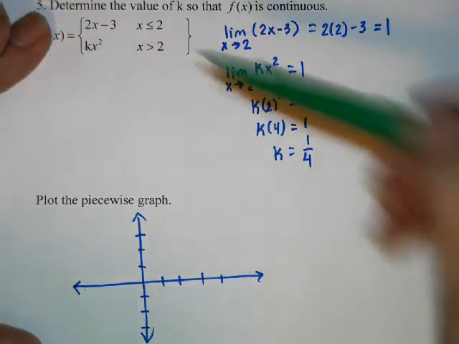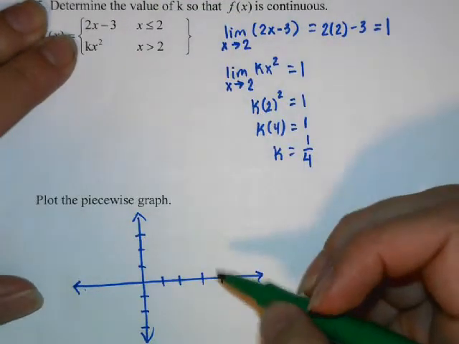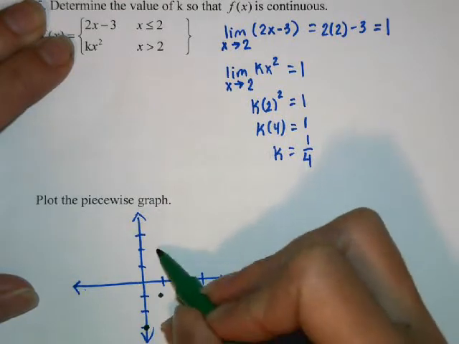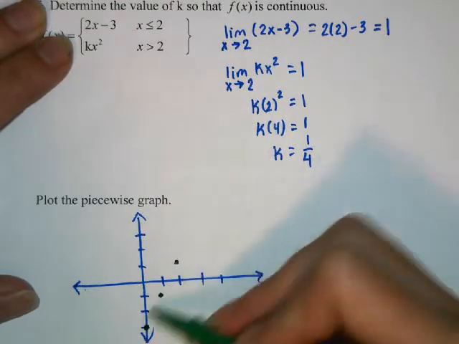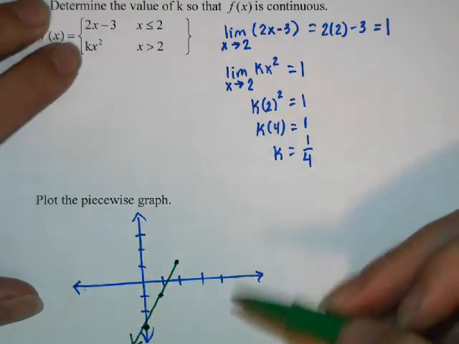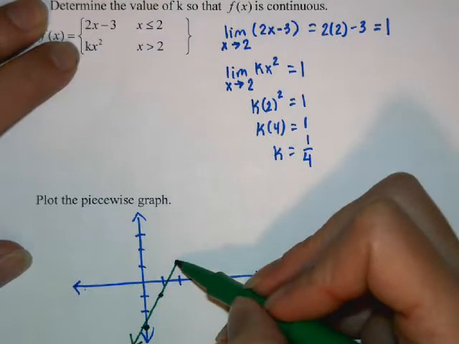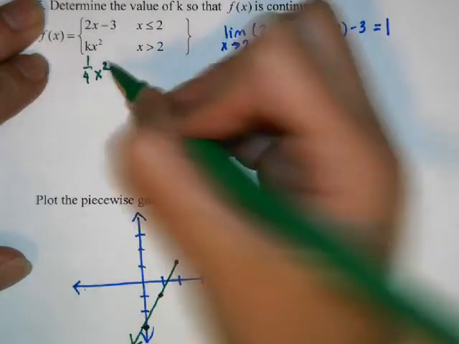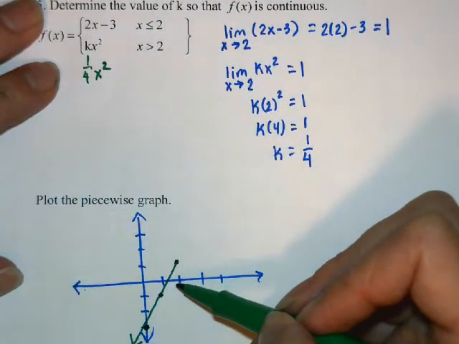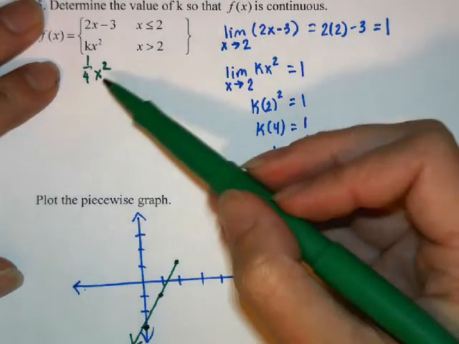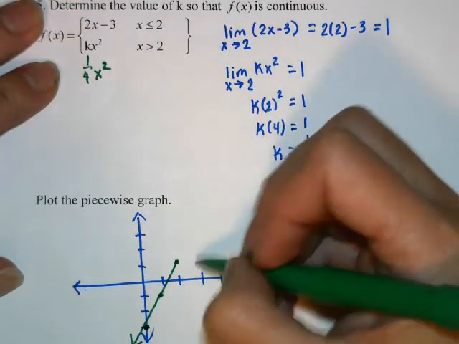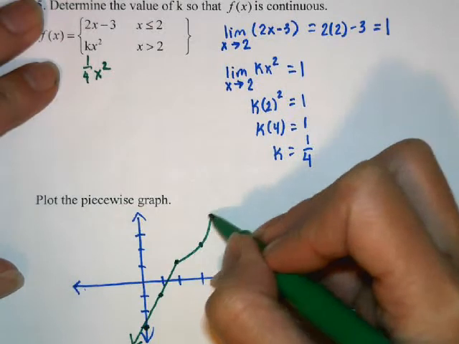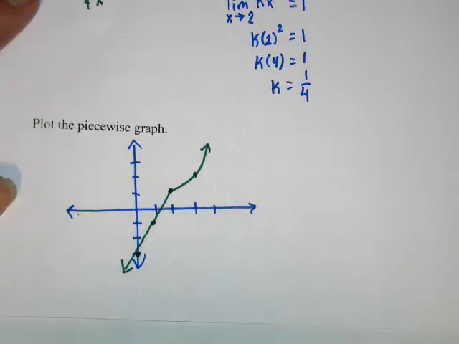Next, we're going to graph the piecewise. So when x is less than 2, we have the line 2x minus 3. So start at 3, go up there. So this part is a line, and then past it is going to be a parabola. So if we plug in 1, we're looking at 1/4 x squared. If we plug in 2, we're getting 1. If I plug in 3, that would be 9/4. So a little bit over 2, and it's just going to continue up as a parabola.